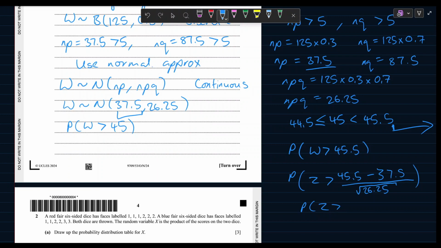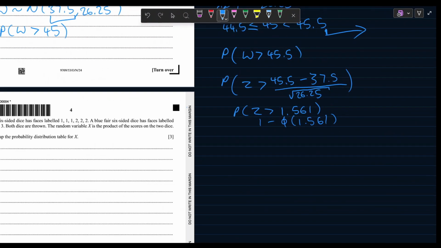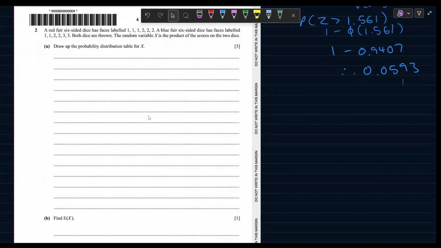And this gives us 1.561. So this is 1 minus phi of 1.561. And if you read off the value of phi of 1.561 from your normal distribution tables, you get 0.9407. So it means that our final answer here will be 1 minus 0.9407, and this is 0.0593. And then question number 2.